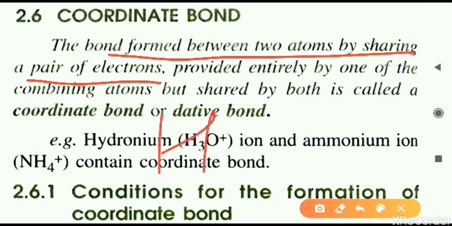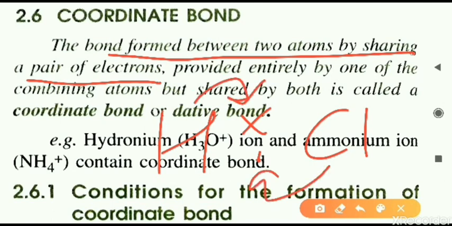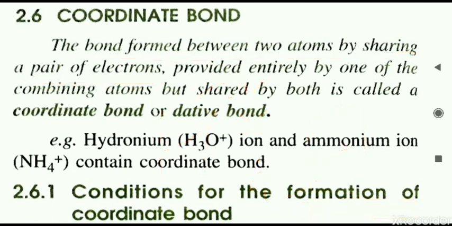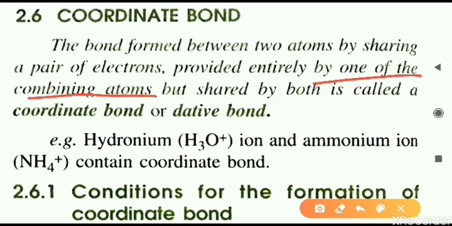For example, hydrogen bonds with chlorine. One pair of electrons is involved in the sharing. One electron is given by hydrogen, another one is given by chlorine. That is how covalent bonding is done. But in coordinate bonding, the electron pair which is being shared comes entirely from one of the atoms. One of the participating atoms gives both the electrons for bonding. That is why it is also known as dative bonding. This is another name for coordinate bond.